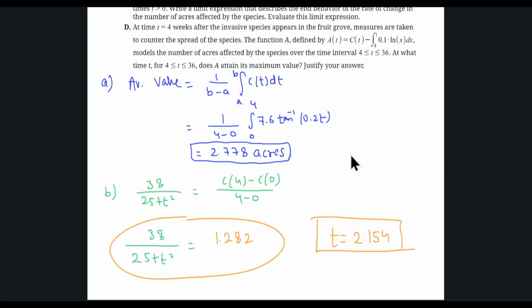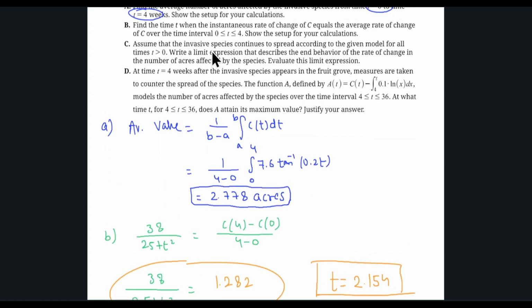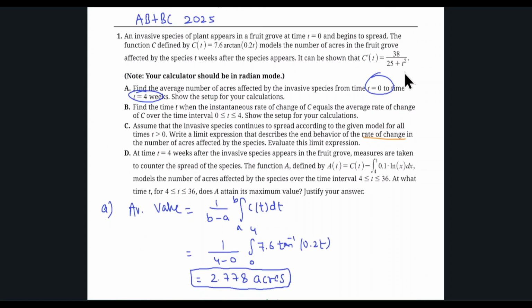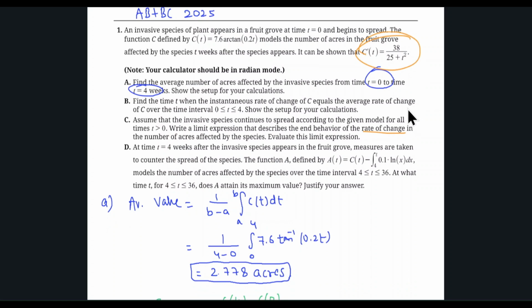Let's talk about part C. Assume that the invasive species continues to spread according to the given model for all times t greater than 0, right? A limit expression that describes the end behavior of the rate of change in the number of acres affected by the species, and evaluate this limit expression. So they want us to put the limit approaching infinity to this particular thing, right?